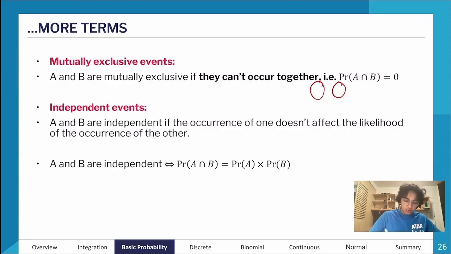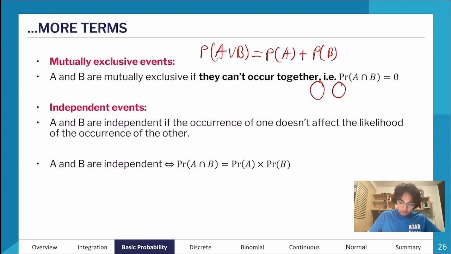Now, a cool thing with this is that if you have two mutually exclusive events, their union, the union of A and B, is just the probability of A plus the probability of B. We don't have to subtract the A intersection B because that's just equal to 0. So it's sort of pointless to represent that.